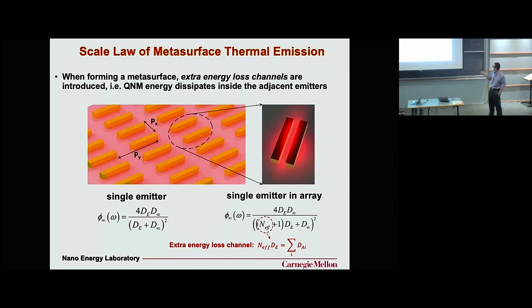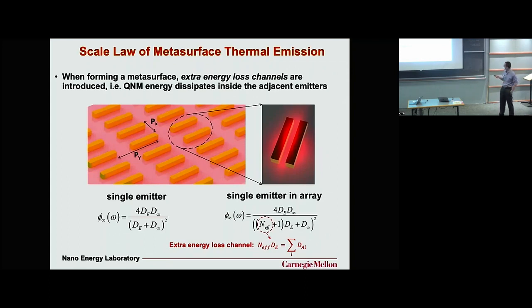But once we put other plasmonic resonators next to it, we also have extra energy losses from this nanowire to the adjacent, the neighboring nanoplasmonic emitters. Okay, so when we consider this physical picture, we have one single emitter, and surrounding it, we have n nanoplasmonic emitters. From the quasi-normal theory, we already derived this one to describe the radiative heat flux.